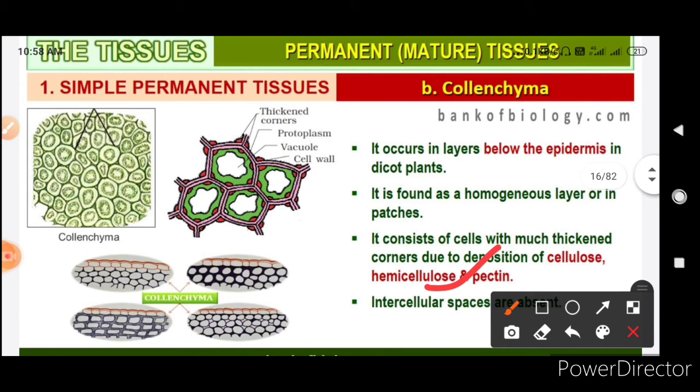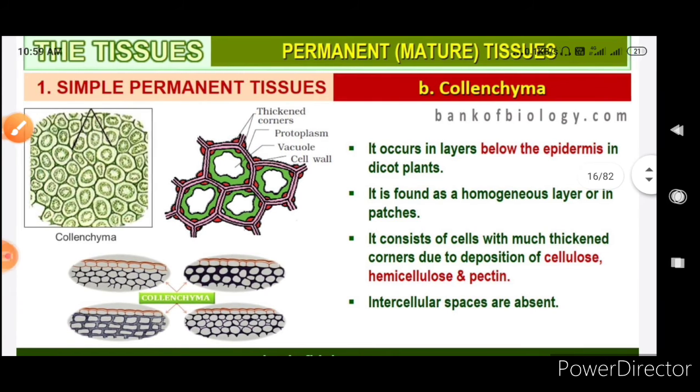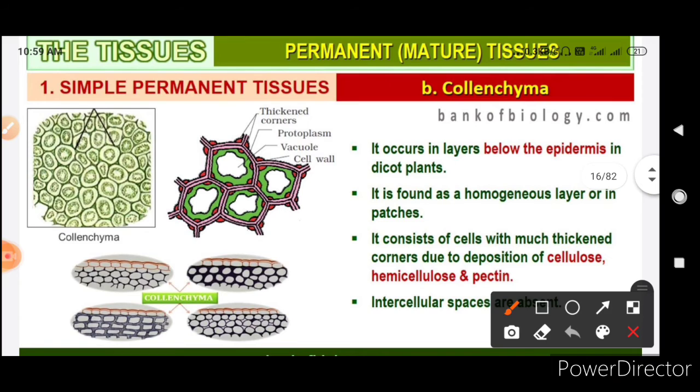There the cell wall was very thin and was made up of cellulose. Here the corners are thickened. You can see here the corners are thickened with the deposition of cellulose, hemicellulose and pectin, and intercellular spaces are absent. You will not be able to see any intercellular spaces between these. So these are the collenchyma where you can see the deposition.